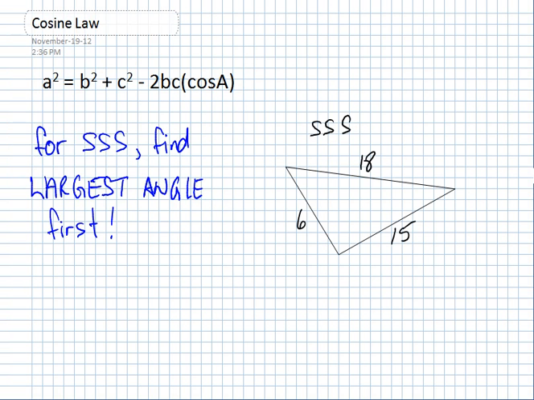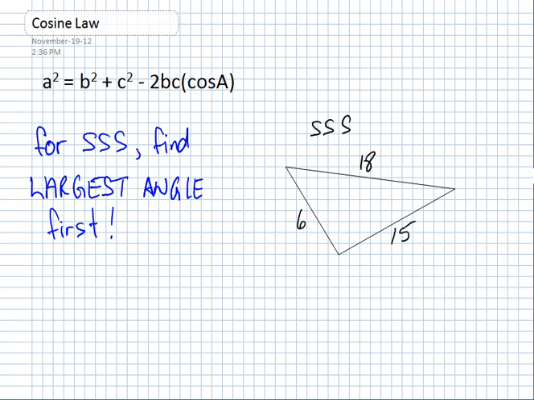For the other triangle, it's a side side side situation. We know all three sides. You have to find one of the angles first using cosine law. Find the largest one first, because again, there's no ambiguous case with the cosine law, only with the sine law. So the last time we tried to find an angle, we had to use sine law. Now we're going to use cosine law, so I want to find the largest one, because there's no ambiguous case.